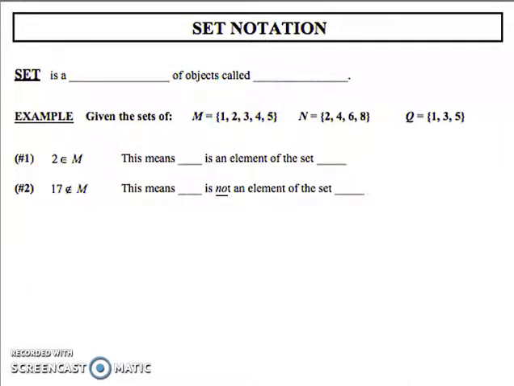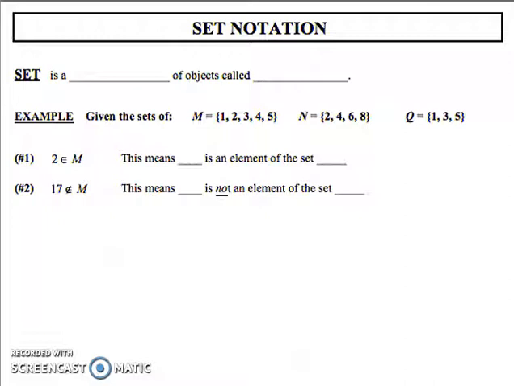This is Pre-Calculus Section 1.1 Day 2 Notes. Today we're going to be talking about set notation. A set is a collection of objects called elements. So here we have three set examples.